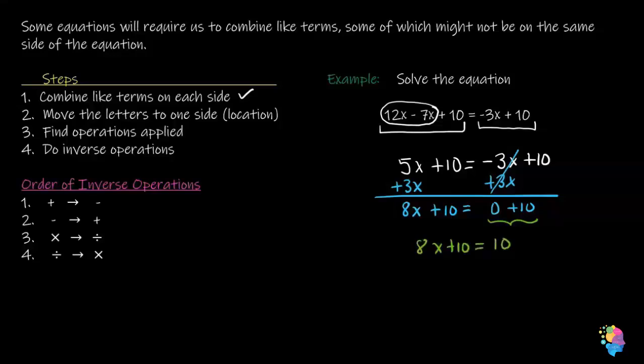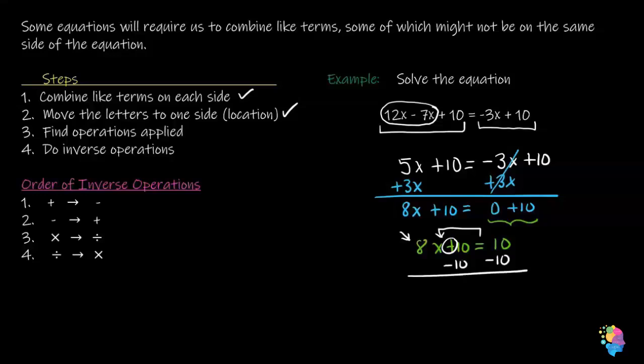Now I find the location that's on the left. That was on purpose, remember? We move everything to the left. So the operations being applied are addition and multiplication. The way that I move the addition, because remember we first move anything that is being added or subtracted, so a plus 10 or an addition of 10 gets subtracted from both sides of the equation.